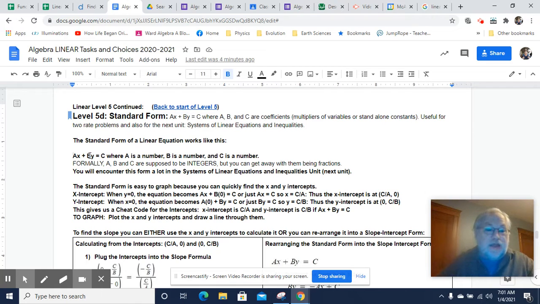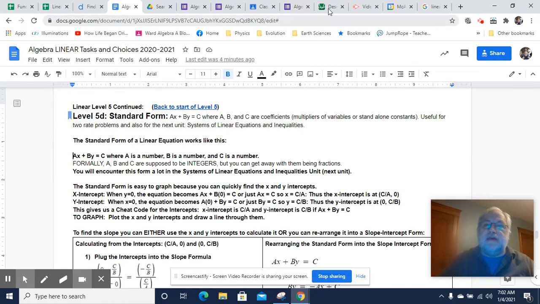I will let you know that if you don't have them being integers, if they're fractions, or if a is negative, you'll still be able to work with it just fine. But the formal definition is that a has to be a positive integer, or should I say a non-negative integer. A, b, and c all have to be integers for it to formally be standard form, and you can't have both a and b equaling 0.